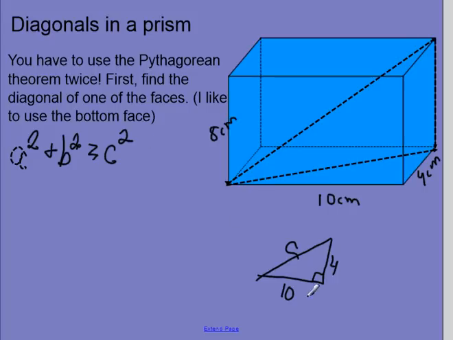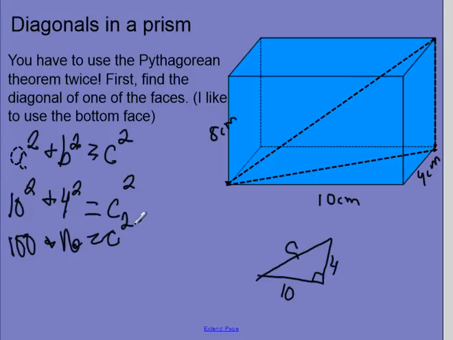So a squared, it can be 10 or 4, so I'll do 10 squared, plus b squared, which would be 4 squared, equals c squared, which I don't know. Okay, so when I go to simplify this, I end up with 100 plus 16 equals c squared, which gives me 116 equals c squared. And of course, I take the square root of both sides. So c should equal the square root of 116.